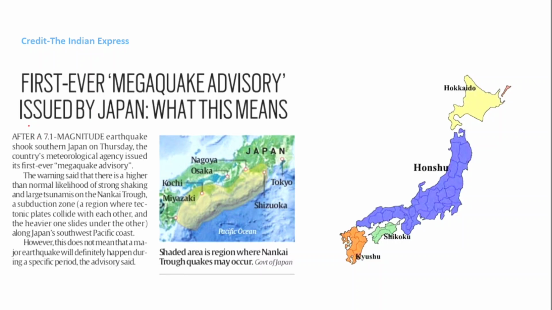As you can see, Japan issued its first ever Megaquake advisory. So in this video we will understand what a Megaquake is, why and how it originates, what the location of Japan is, and what the plates are that cause this Megaquake.